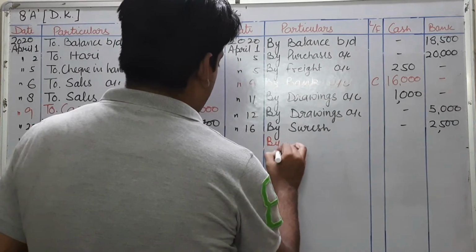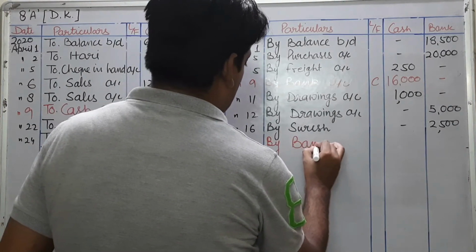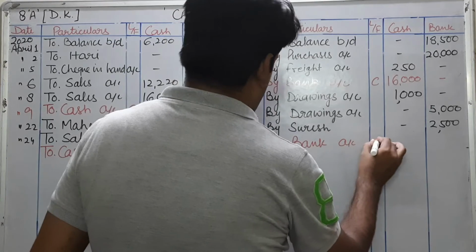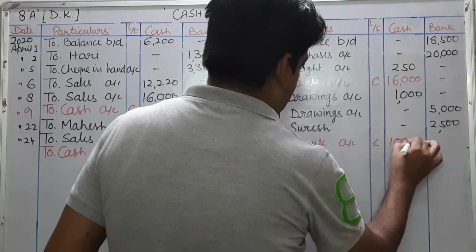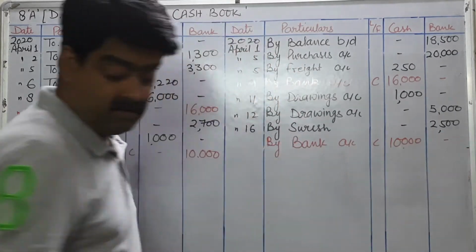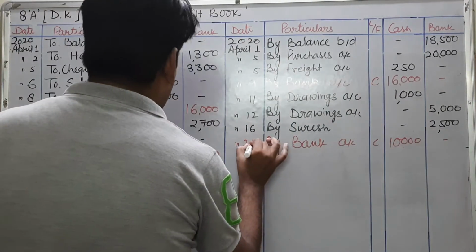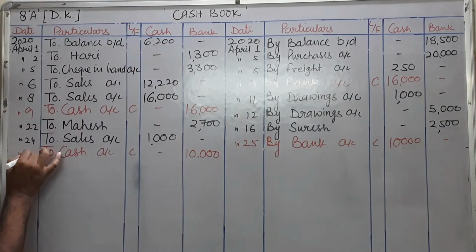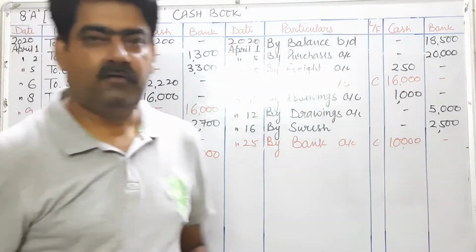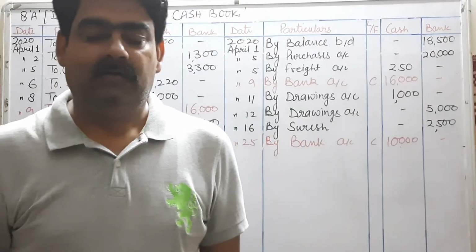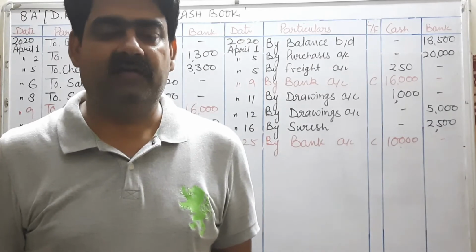and by bank account contra 10,000, and date is April 25. Okay. Now we will see a few more transactions.